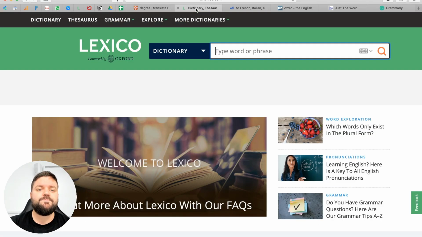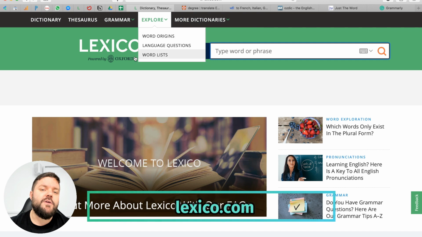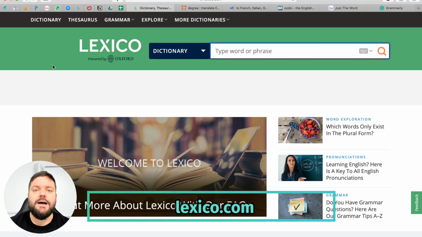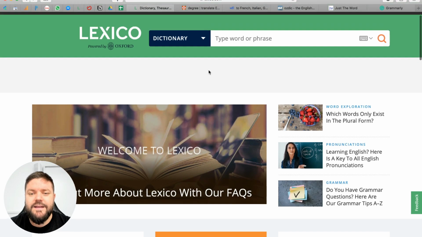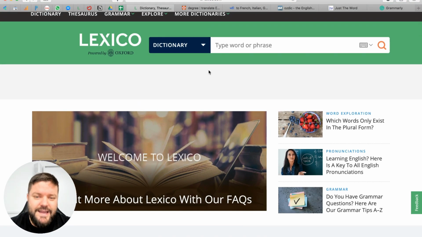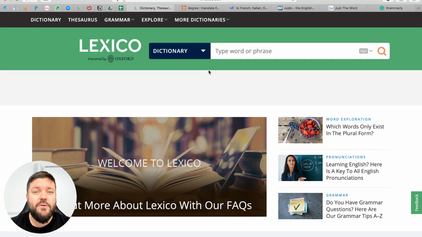So the first one is actually called Lexico, lexico.com. That's one of my favorite websites, one of my favorite dictionaries, basically. In the past, it used to be oxforddictionaries.com, as it belongs to the Oxford Dictionary, but recently they renamed it to Lexico. And this is the most complete dictionary that I've come across, and the definitions are quite clear, and they provide plenty of examples and so on.